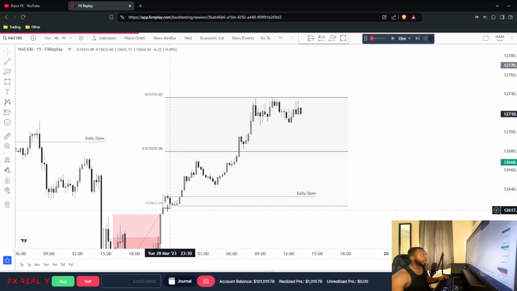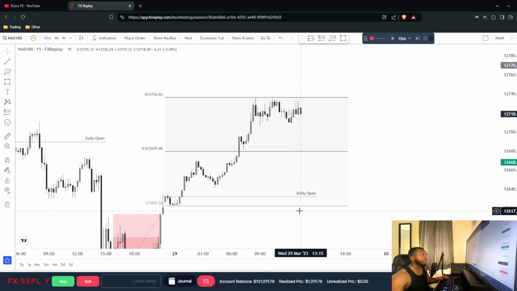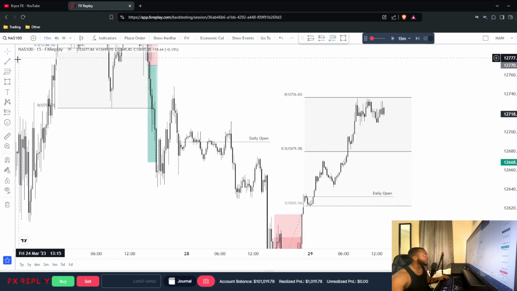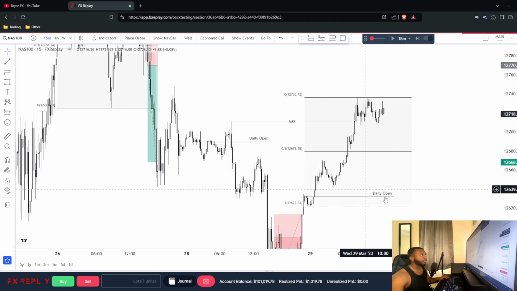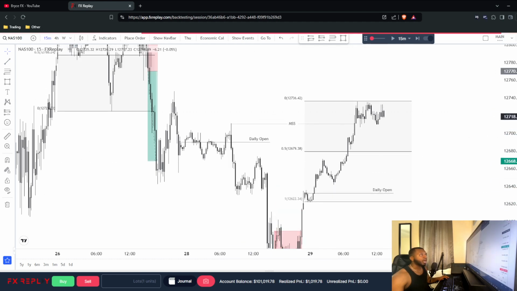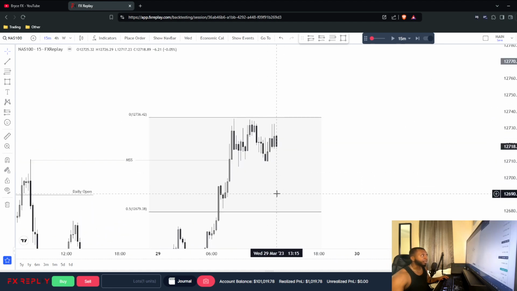So once again, I've used the daily open and the fibs to mark the highest and lowest point of the day. Seems that price actually has started to shift to the upside. So this high has been broken. So now that's a market structure shift to the upside. And what I'm predicting is price will continue going bullish. But before that, it might go bearish to take out this liquidity. But let's just see.